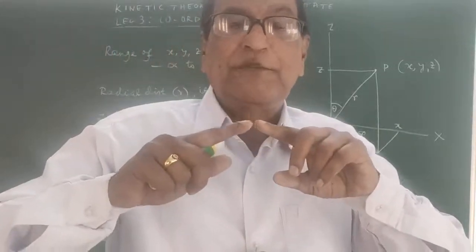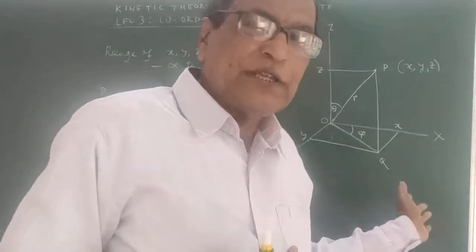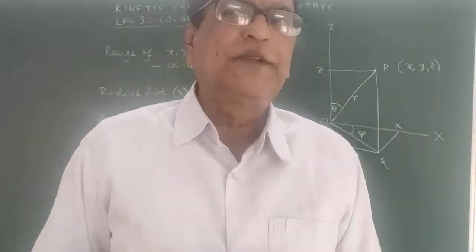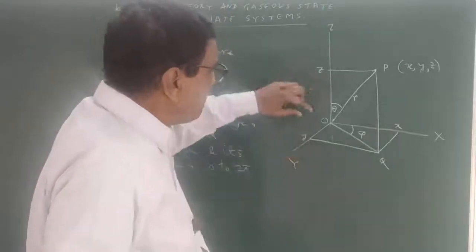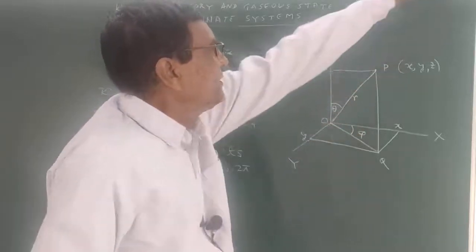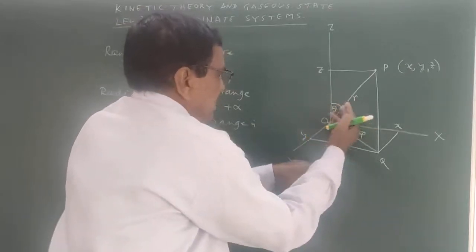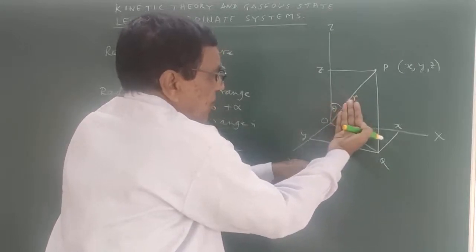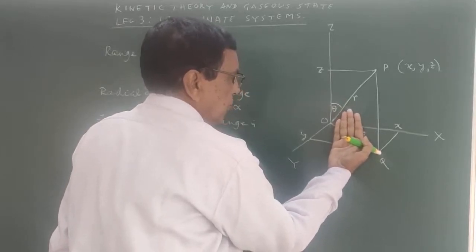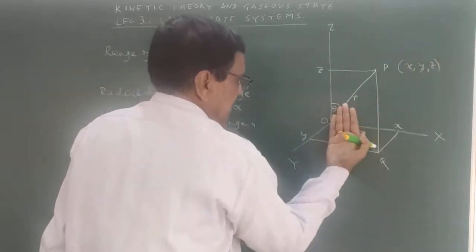radial distance r from 0 to infinity, theta from 0 to pi, and phi, the azimuthal angle, 0 to 2 pi, then the whole universe will be covered, and this point must remain within this universe. Say if you consider r and theta full range, r 0 to infinity and theta 0 to pi, then these two coordinates will describe a plane on this blackboard. This plane ranges to infinity and this is the plane.